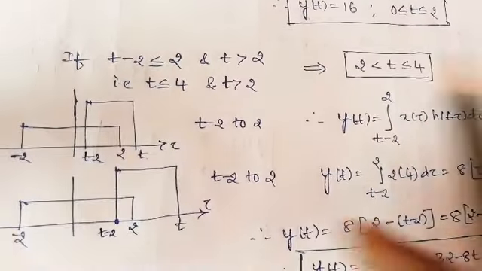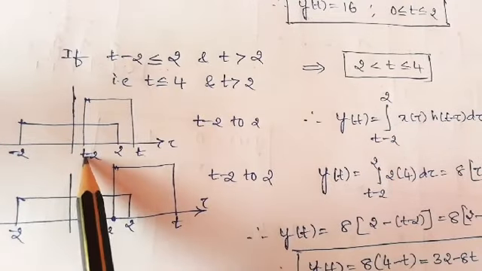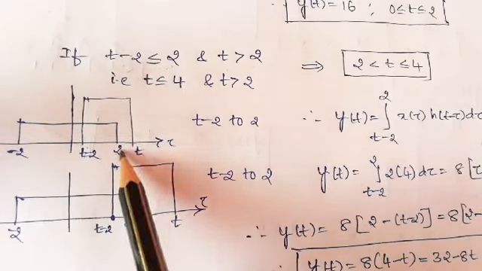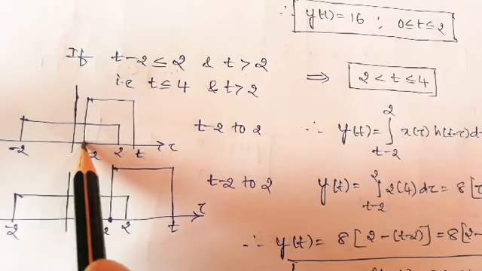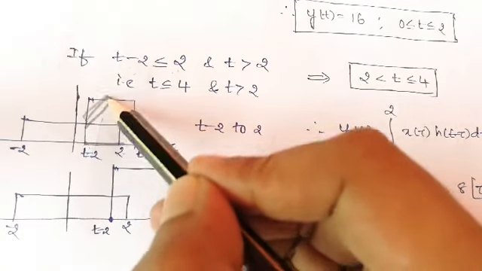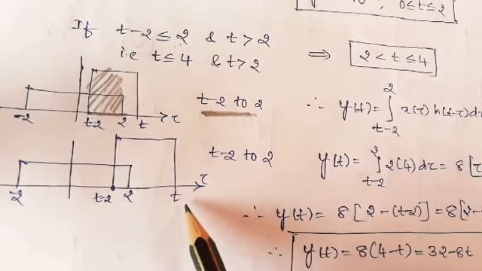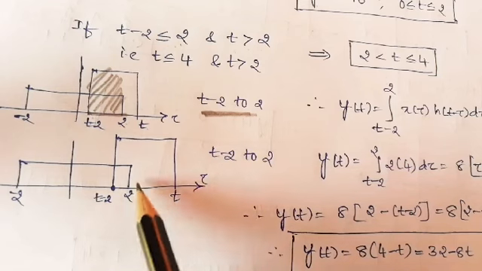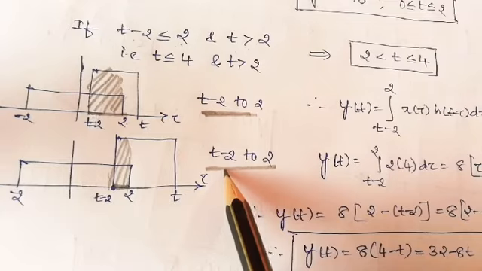Next case, if t minus 2 is less than or equal to 2 and t is greater than 2. So what happens here? Now tell me the region of overlap. T minus 2 to 2, this amount of signal overlaps. So the limits become t minus 2 to 2. Another representation, same condition, but another way of representing it. Here I have taken t minus 2 very close to 2. Here also the overlap is this much. The limits become the same, t minus 2 to 2.